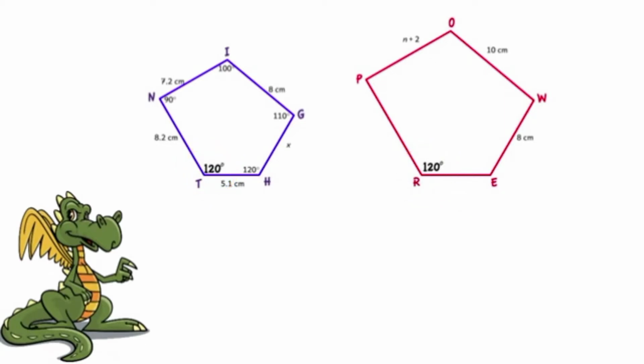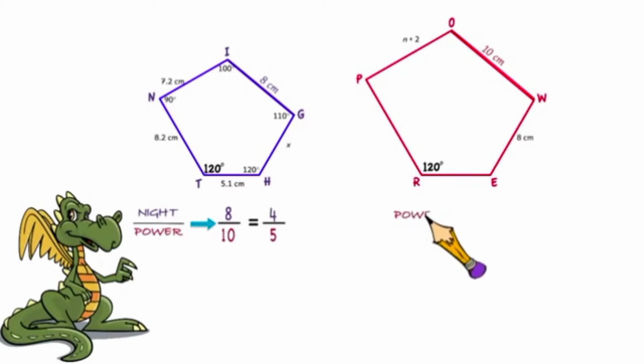We also notice that side IG corresponds to side OW. So, what is the similarity ratio of NIGHT to POWER? Side IG is 8 centimeters, and side OW is 10 centimeters. So the ratio is 8 to 10, which simplifies to 4 to 5. What if I ask for the similarity ratio of POWER to NIGHT? Well, that would be 10 to 8, or 5 to 4. And if I only asked for the similarity ratios for this problem, then either answer would be correct.